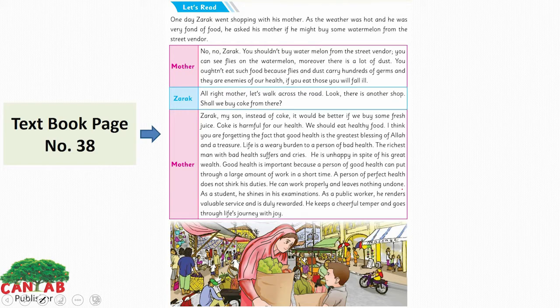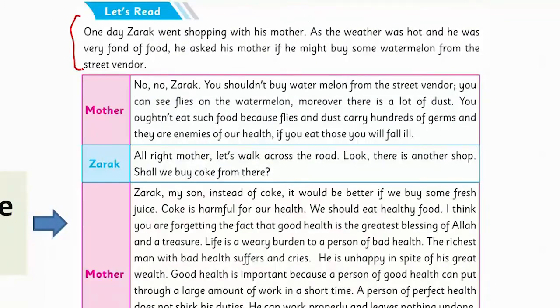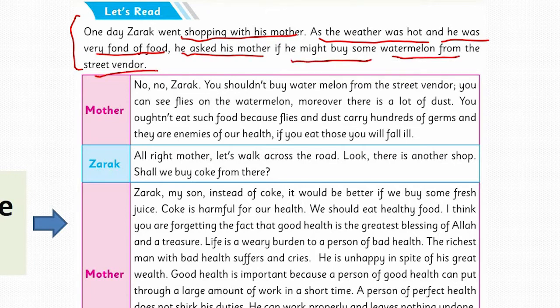So let's start here. One day Zirk went shopping with his mother as the weather was hot and he was very fond of food. He asked his mother if he might buy some watermelon from the street vendor. Vendor, जो ठेले पे फ्रूट एक्सेट्रा जो बिकते हैं उसको वेंडर कहते हैं. A person who buy or sell things on the carts or in hands.